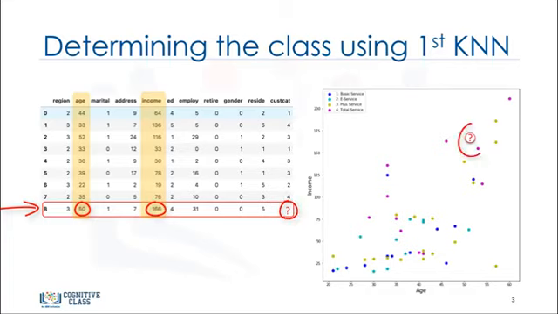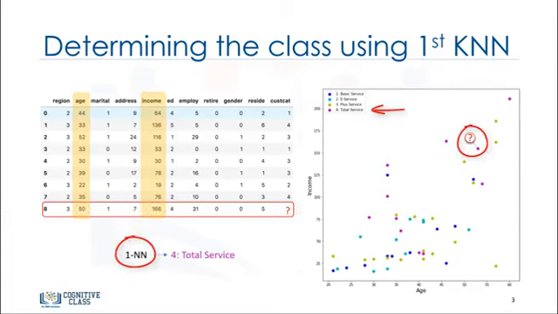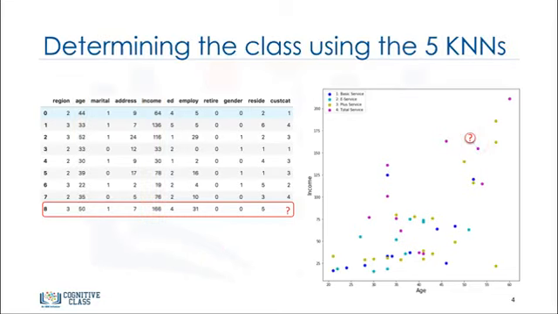Can we find one of the closest cases and assign the same class label to our new customer? Can we also say that the class of our new customer is most probably group 4, i.e. total service, because its nearest neighbor is also of class 4? Yes, we can. In fact, it is the first nearest neighbor. Now, the question is, to what extent can we trust our judgment, which is based on the first nearest neighbor? It might be a poor judgment, especially if the first nearest neighbor is a very specific case or an outlier, correct?